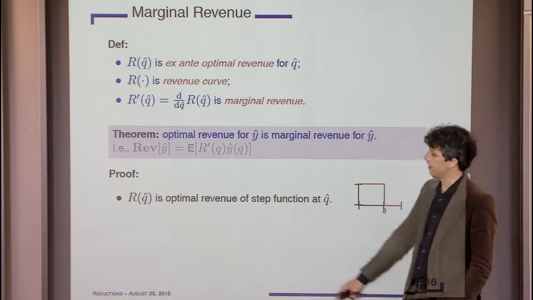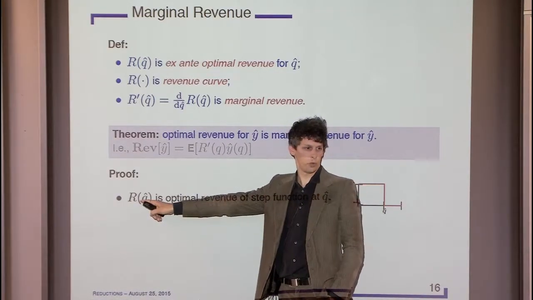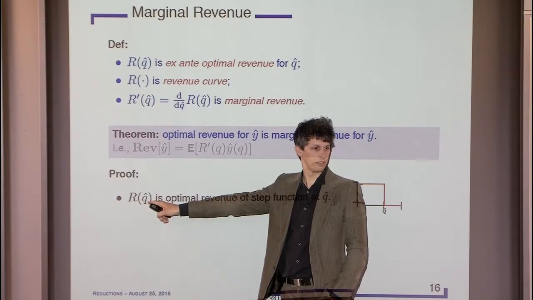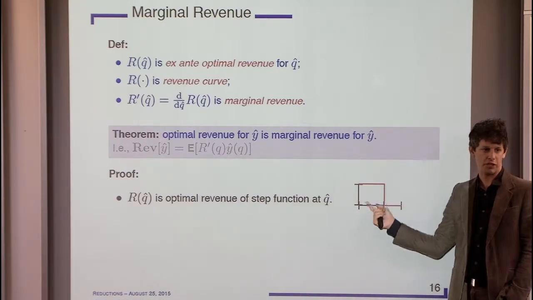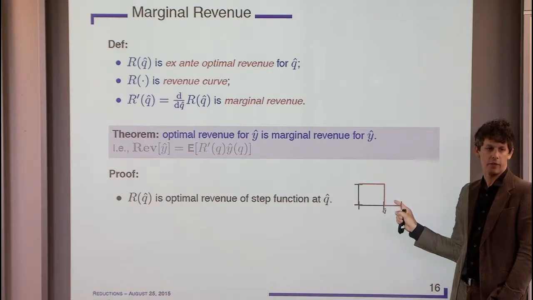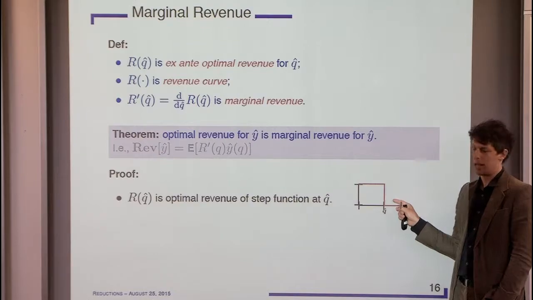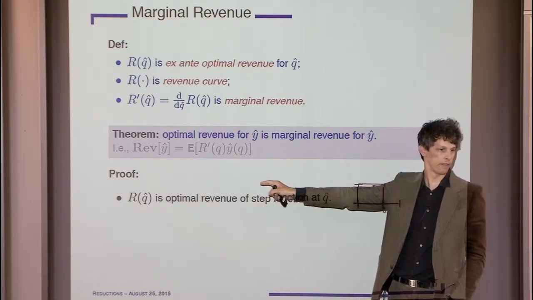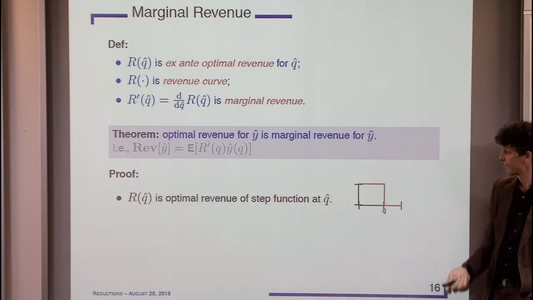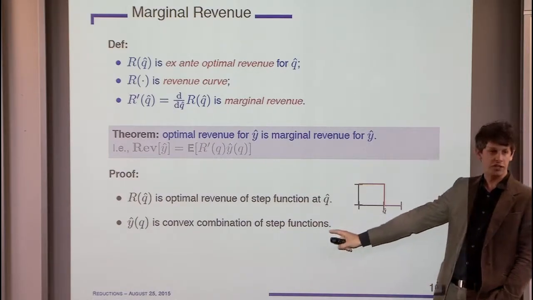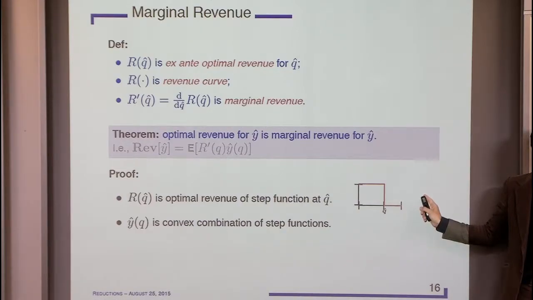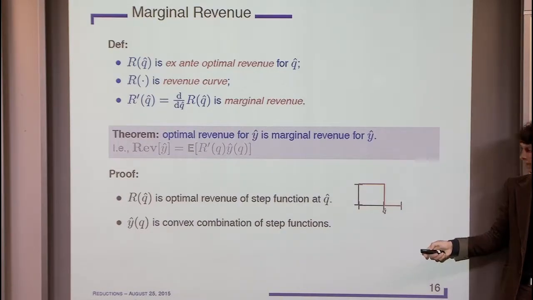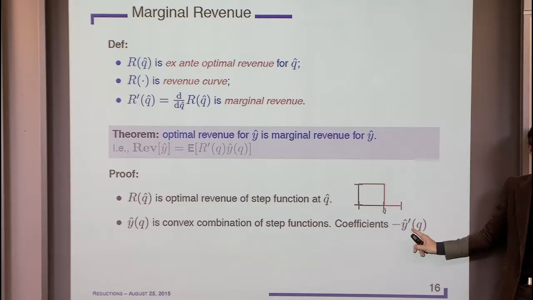So another way to reinterpret the revenue from the ex ante pricing is actually the revenue of the interim mechanism with a constraint that steps from 1 to 0 at Q hat. If I had Y hat equal to this, I would get optimal revenue equal to R of Q hat. And then any allocation constraint Y hat can be viewed as a convex combination of reverse step functions. Coefficients are the negative derivative of the allocation rule.